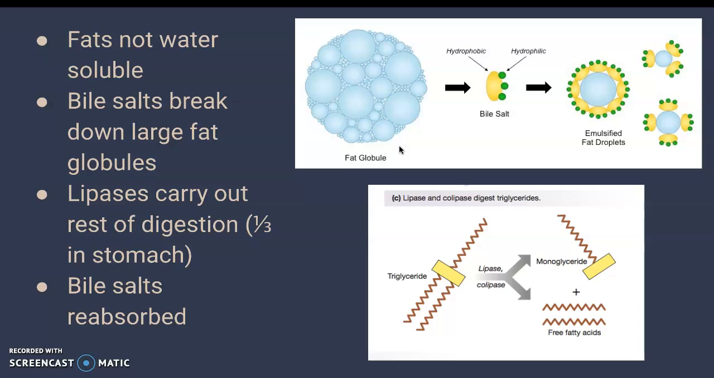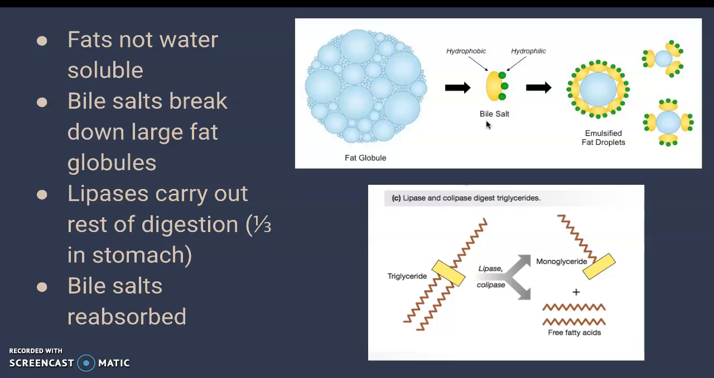So it's pretty large. It doesn't have a lot of surface area for enzymes to begin to break down this fat. So to combat this, bile from the gallbladder will enter the small intestine, and the bile salts will actually begin to break down the fat into smaller emulsified fat droplets, which we see up here at the top visualization. After the bile salts begin to break down the larger fat globules, we then have lipase, which carries out the rest of digestion.